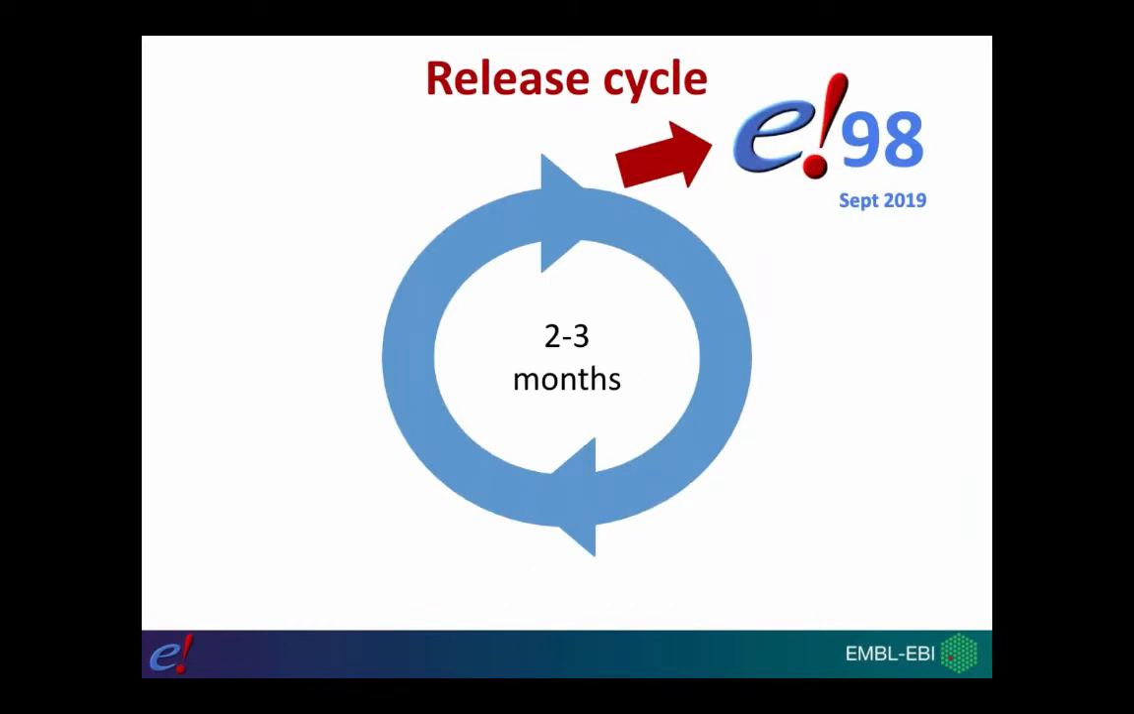One of the other important things to remember when you're using Ensembl and Ensembl Genomes is that we work in a release cycle. So every 2 to 3 months, we release a new version of Ensembl. And this is important, obviously, to ensure that Ensembl incorporates the most up-to-date data and has the most up-to-date annotation and analyses. So Ensembl 98 was the previous version of Ensembl. That was released in September of 2019.